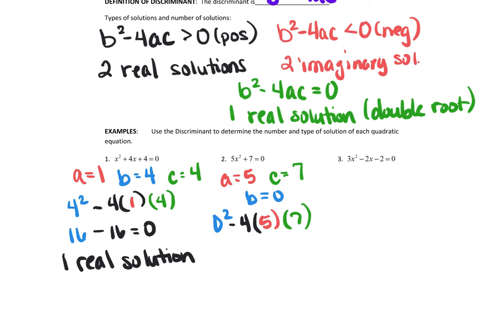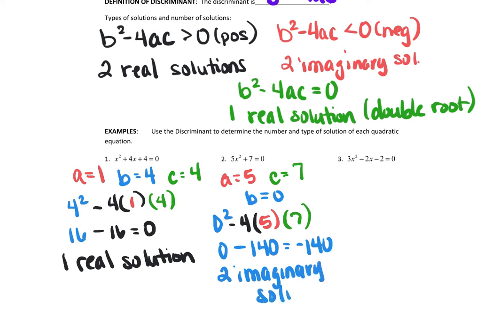So now we have 0 minus 4 times 5 times 7, which is 20 times 7, 140. That's equal to a negative 140. So what this literally means is that underneath the square root, you're going to have a negative 140. Because it's a negative number, we know that that's going to produce imaginary numbers. Every imaginary number comes in a pair. So you'll have two imaginary solutions.